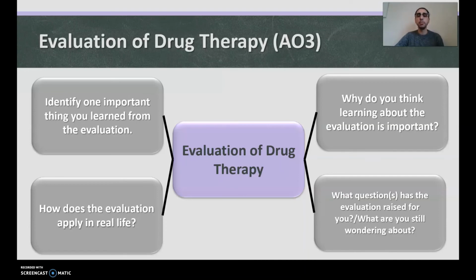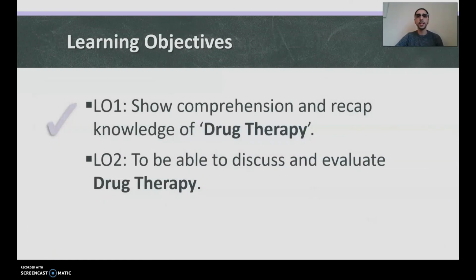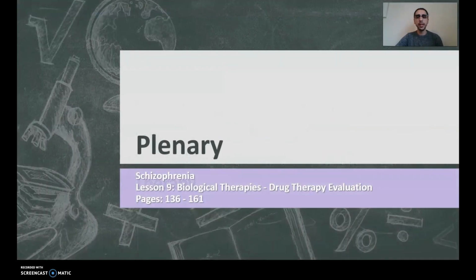How does the evaluation apply in real life? And what questions has the evaluation raised for you? What are you still wondering about? Are you wondering about anything? Let me know. There we go. I'm done with learning objective 2, to be able to discuss and evaluate drug therapy. We finished it. Let's move on to the plenary now. I've got a few multiple choice questions. I believe there's 6.